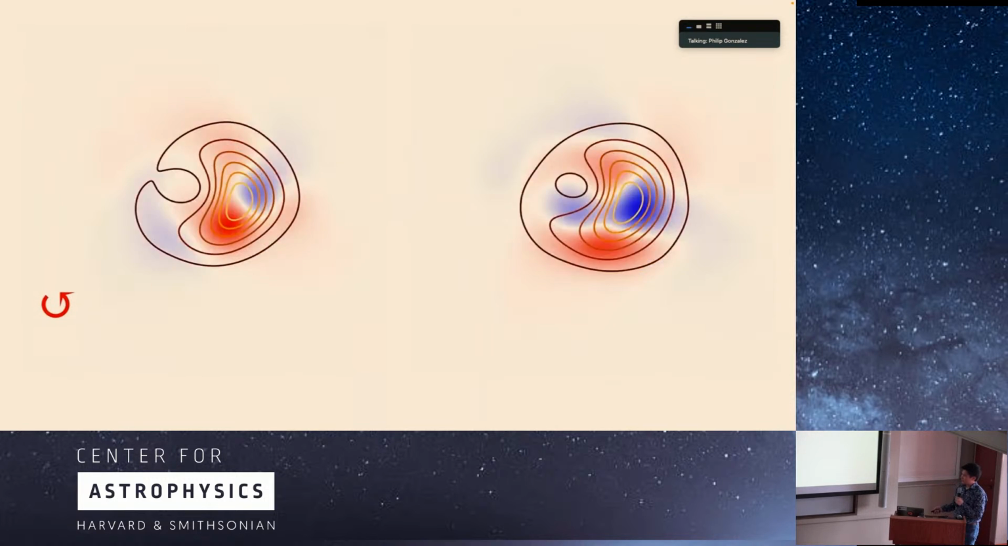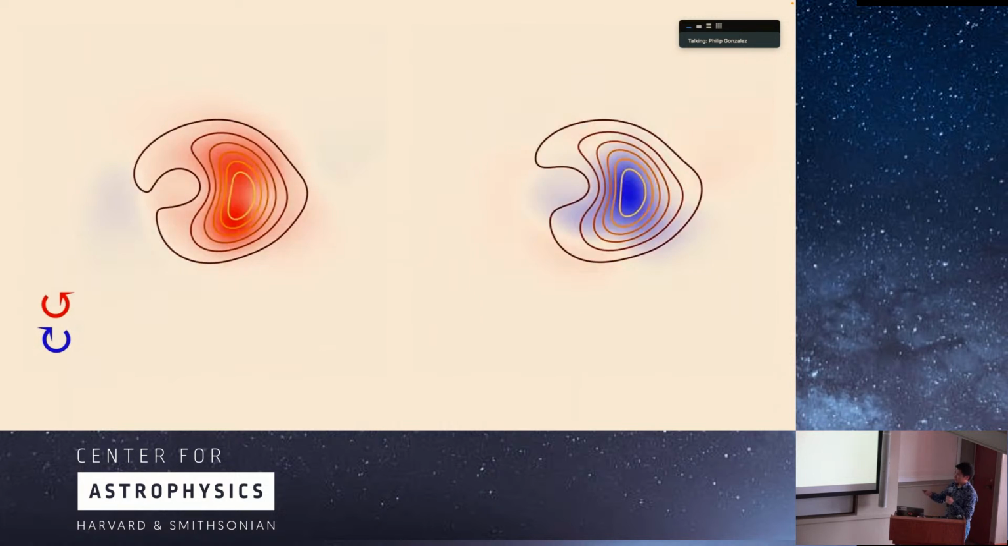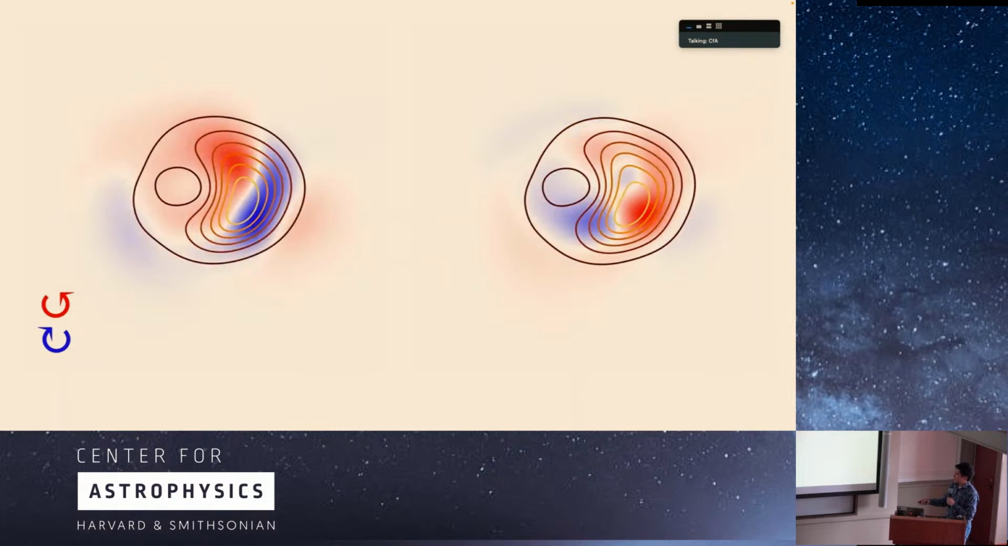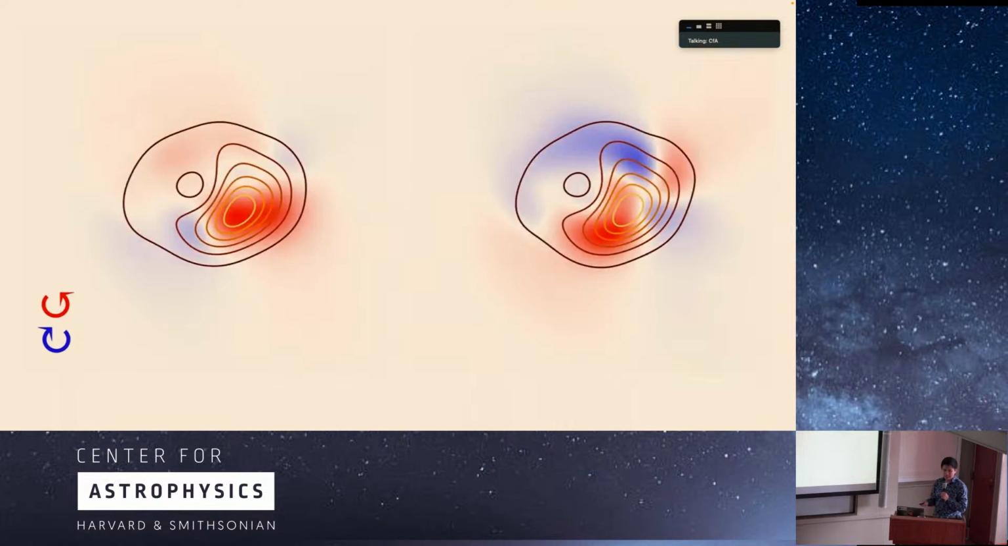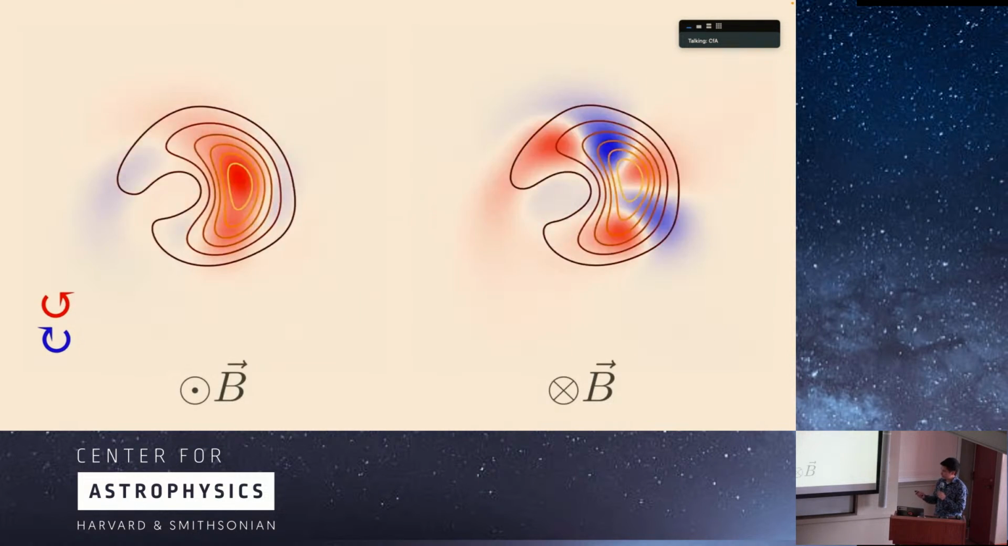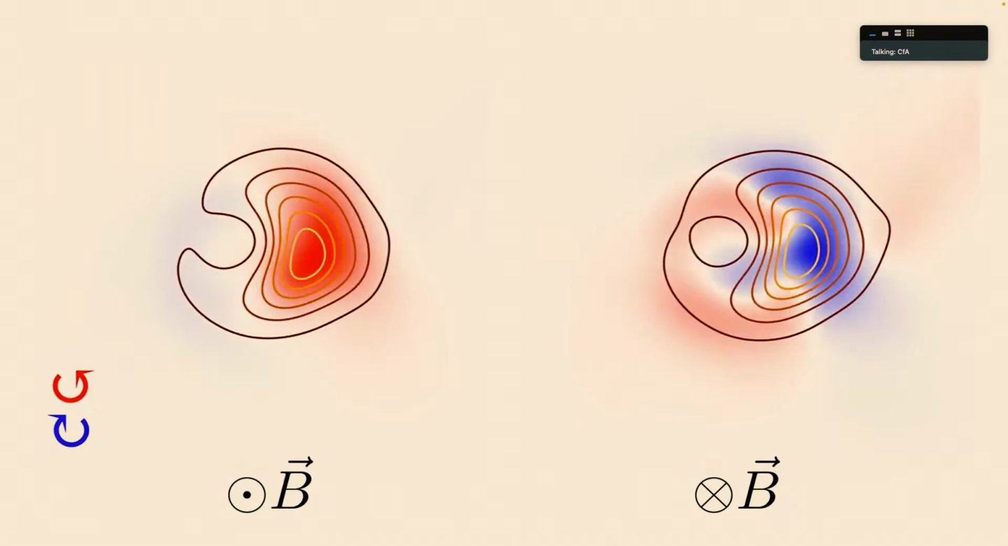polarization. Here, the red corresponds to counterclockwise circularly polarized light, blue is clockwise, and you'll find more blue on the right than on the left. This is related to the line of sight direction of the magnetic field, which is pointed away from us on the right and towards us on the left.